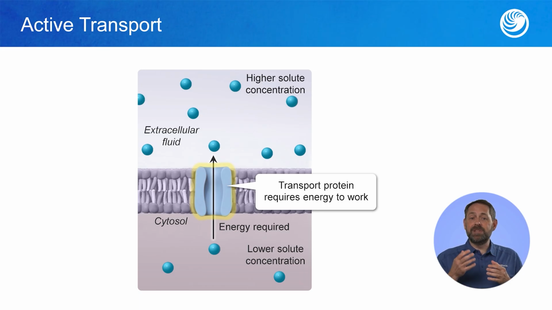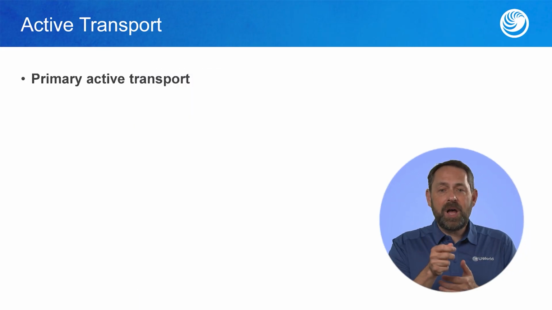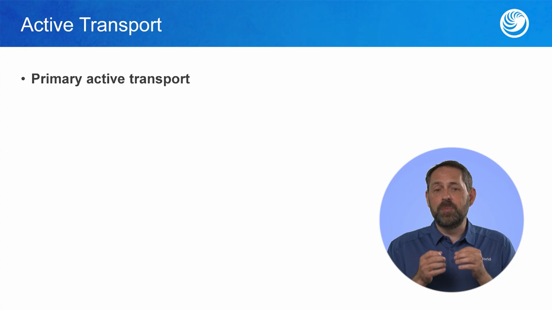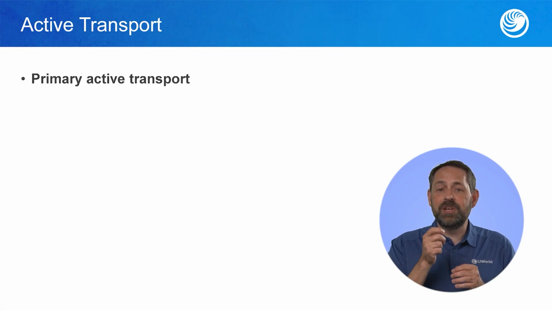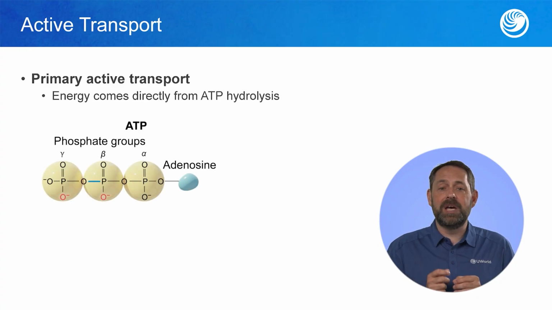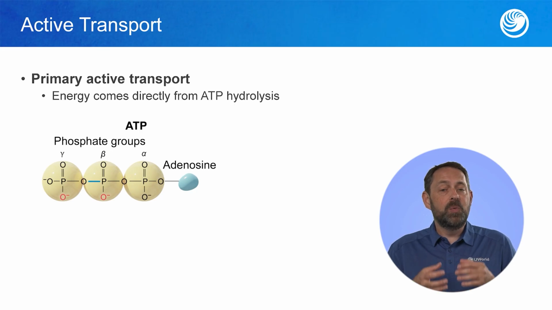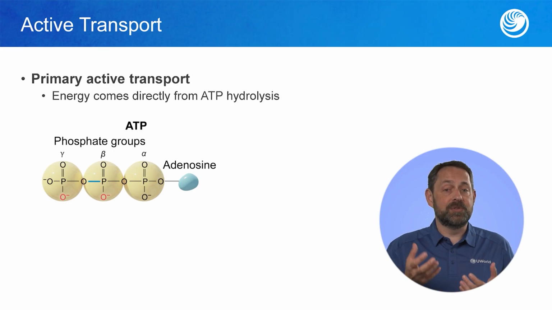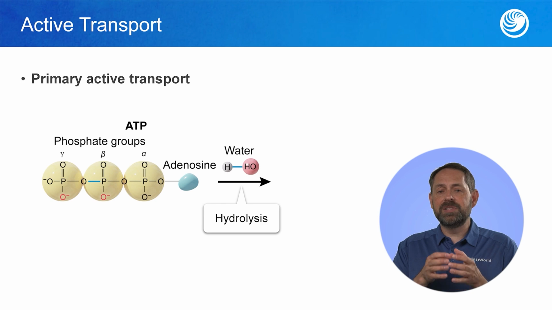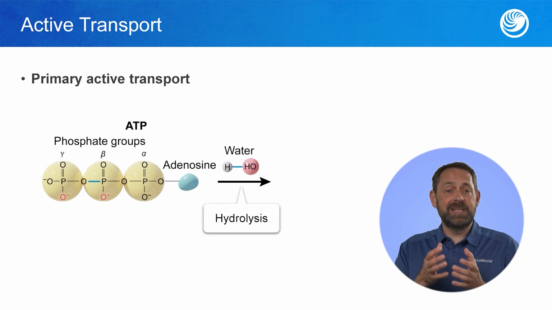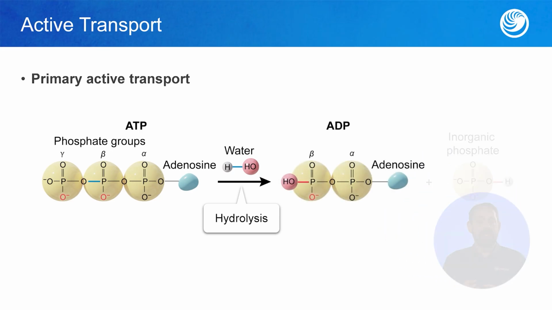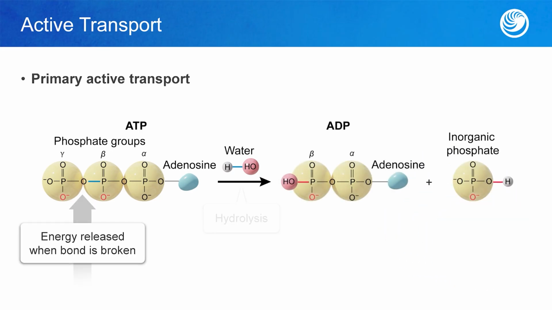So what forms can this energy take? In primary active transport, the energy to move substances against their gradients comes directly from the hydrolysis of ATP, which is why it's called primary active transport. Hydrolysis means splitting a molecule using water, in this case breaking ATP into ADP and inorganic phosphate. Hydrolysis of ATP releases energy when the bond between the second and third phosphates in ATP is broken.